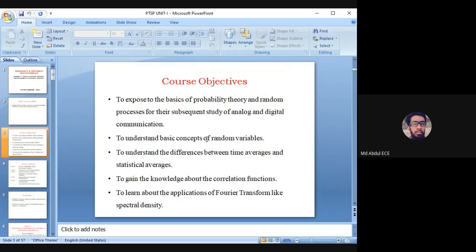We'll come to know this in the third unit, what actually time average is and what actually statistical average is. If you go through all these videos, you'll definitely have knowledge of this P and SP, and you can score good marks. The fourth one is to gain knowledge about correlation functions, and the fifth is to learn about the applications of Fourier transform like spectral density. Right. So these are the five course objectives.